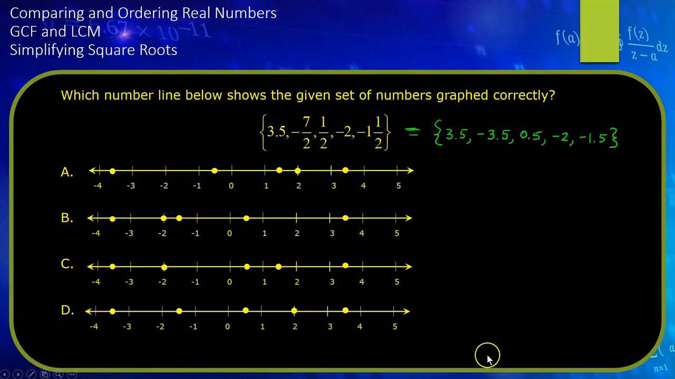So if I look at the 3.5 first, all of them had that one in the right place. So this doesn't exclude any of them yet.